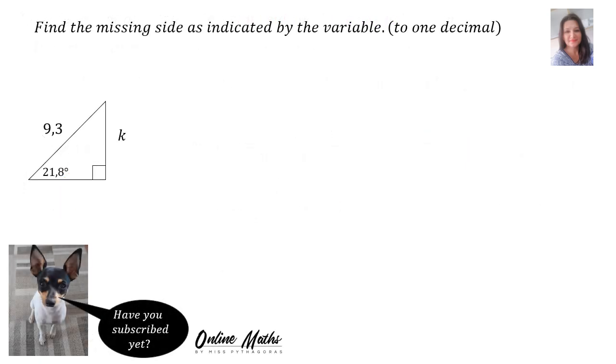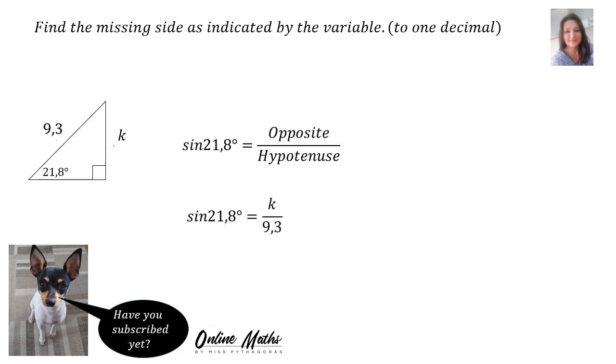Find the missing side as indicated by the variable. So we are looking for the length of k. Again, we go to the given angle, the 21,8, and we start with sin. Sin's ratio is opposite over hypotenuse. It will work. So you write sin 21,8 degrees is opposite over hypotenuse. Now you substitute. Sin 21,8 equals, and in opposite's place you substitute k, and in the hypotenuse's place you substitute 9,3.